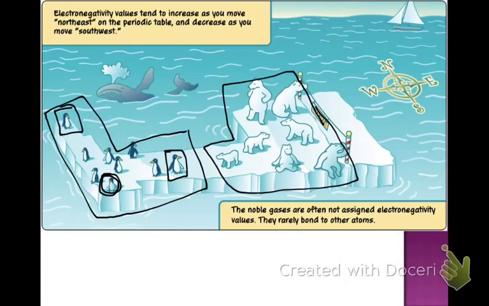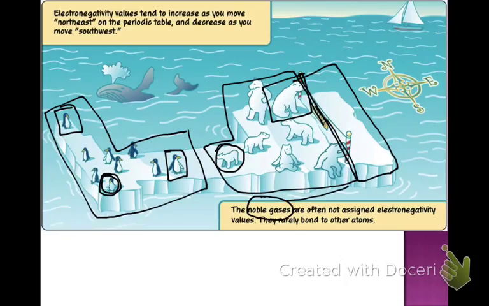Let's take a look at the polar bears. There's small little polar bears over here, and the largest polar bear is right there. We also have this keep out section. That keep out section represents the noble gases. They don't usually have electronegativity values because they rarely bond to other atoms.